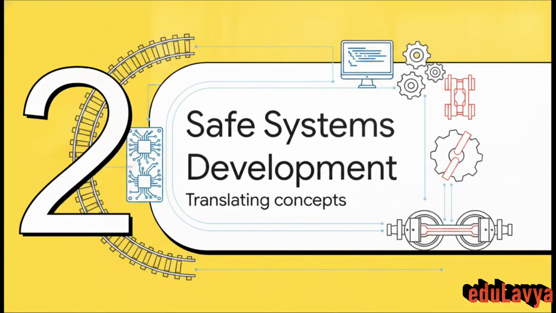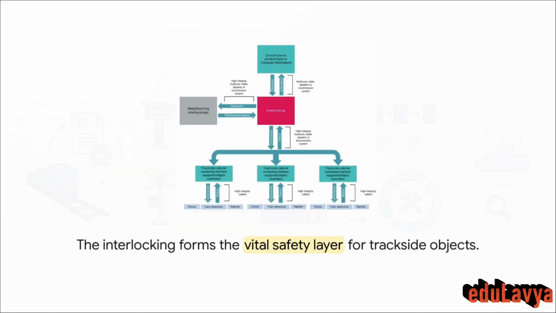Moving right along to Phase 2, development of safe systems. Now, what's really interesting about this architecture is how the interlocking system acts as an impenetrable safety layer. It's basically a fortress. It receives requests from the control center, sure, but it will only actually send commands out to trackside objects, like the points and signals, if it is absolutely safe to do so. It's the ultimate gatekeeper of the railway. It is constantly checking and rechecking track conditions against these incredibly strict logic tables before granting any movement authority whatsoever.